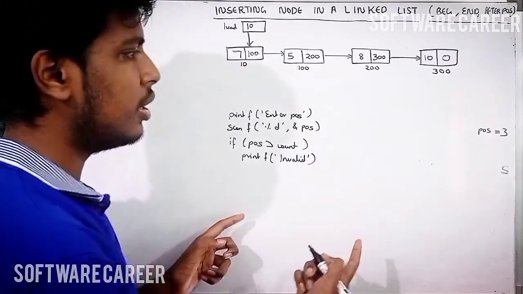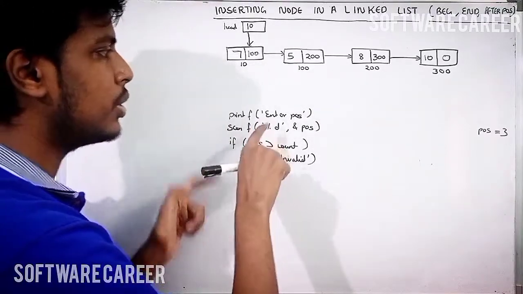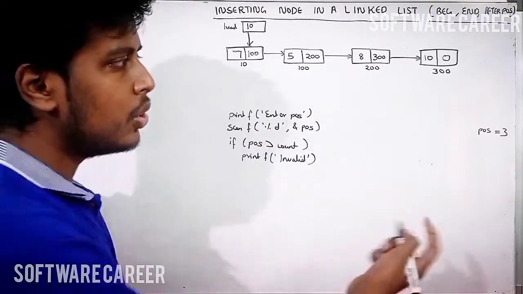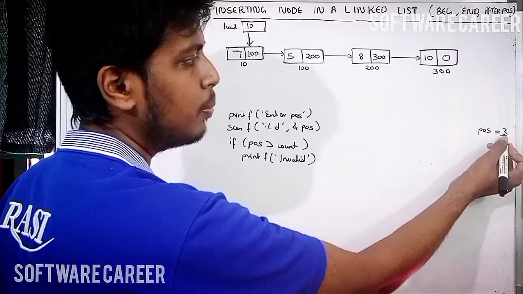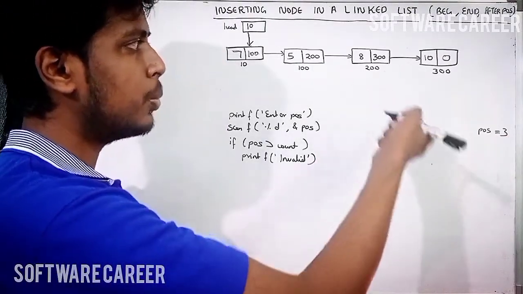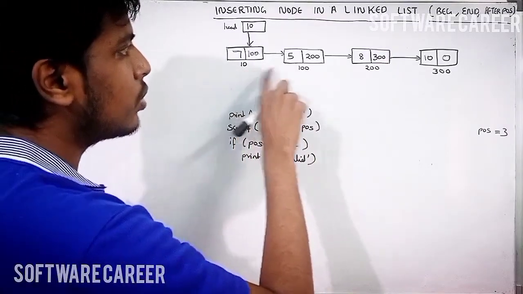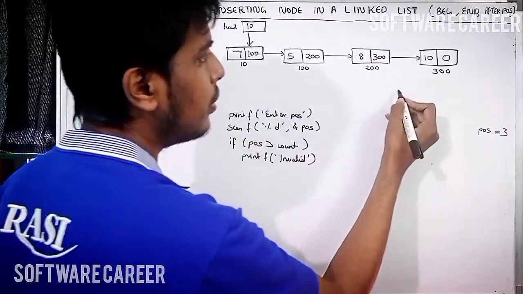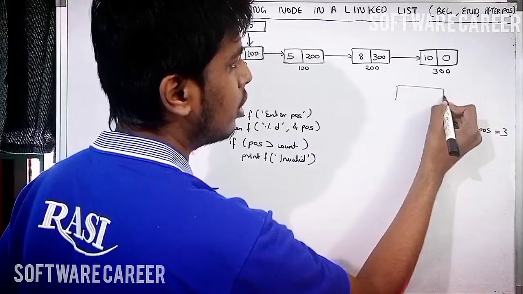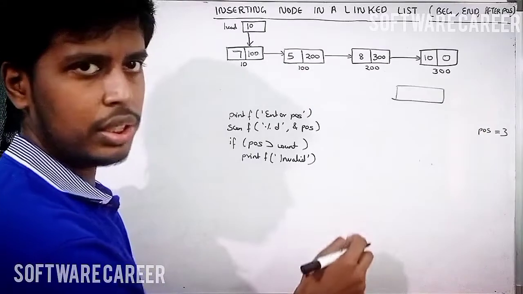So again I should insert at another position. Again it asks the user to enter a correct position. So if the user says the position is 3, that means I should insert the node after the 3rd position, that means at the 4th position I should insert. So see here, this is the first node, second node, third node. In between here I should insert, in between the third node and the fourth node.